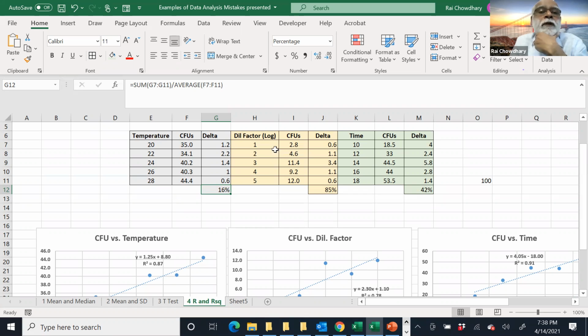So I should not worry about dilution factor. I should not worry about time. I should only worry about temperature. For two reasons. One is that the R squared is good, which is 0.87, okay? And my coefficient of variation is the smallest. So that gives me the highest confidence in using this factor to control CFUs.